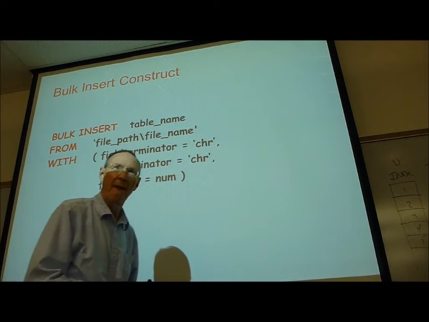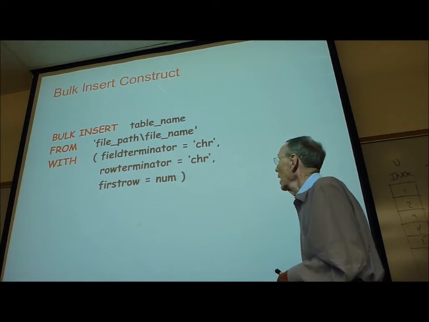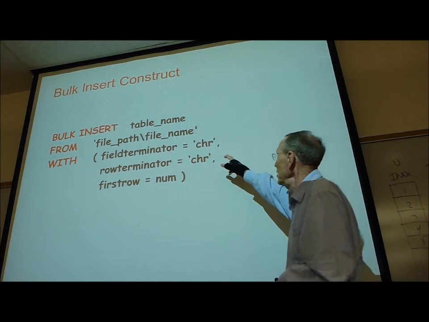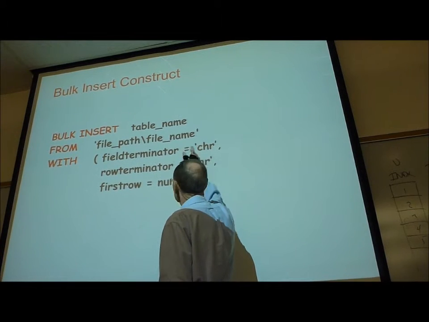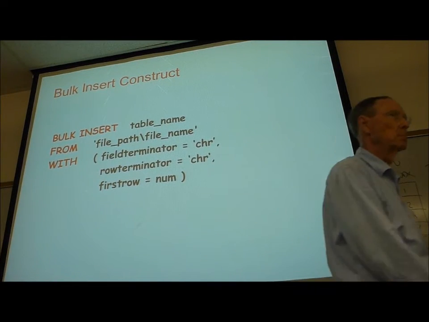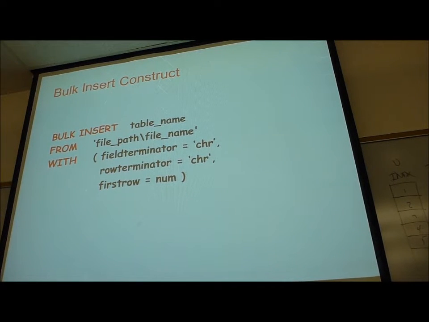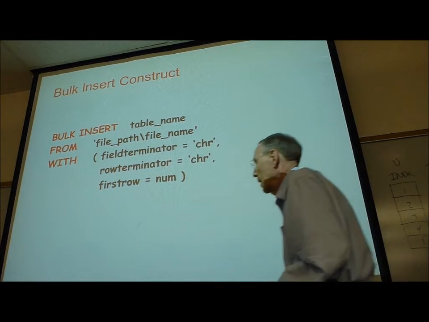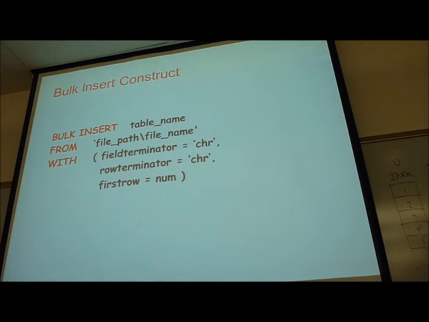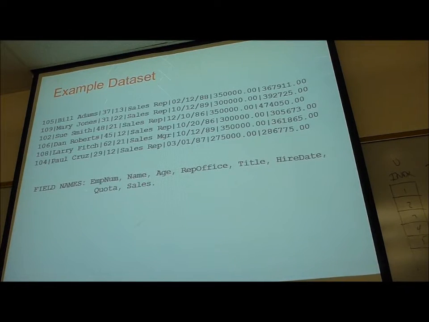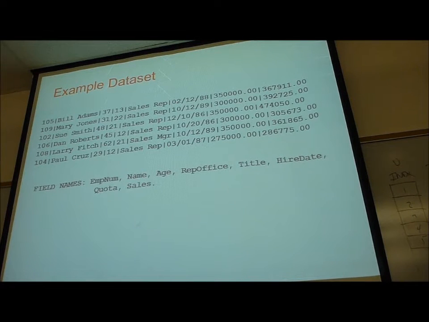Okay. And I've got to specify the field terminator. This would be that pipe symbol. And then a row terminator. If we looked at our rows back here, this was out of a text pad file, then the rows must have been terminated with a new line.